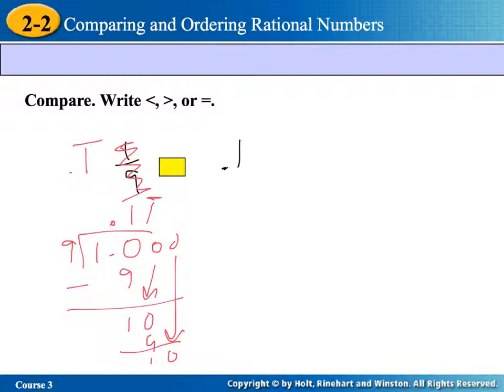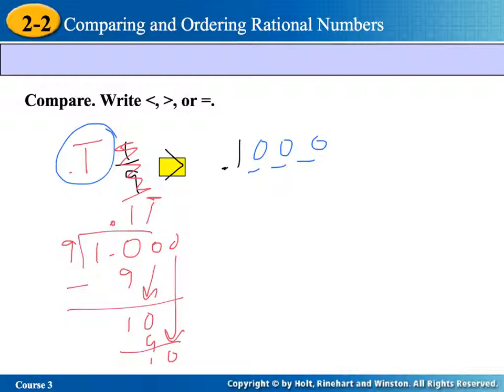So now I have 0.111111111. I think that was 1. Okay, and then we have 0.1000000000000000000. Okay, remember there's an infinite number of zeros behind this 1. So which one is larger? 0.1 repeating. So we have our first greater than symbol.